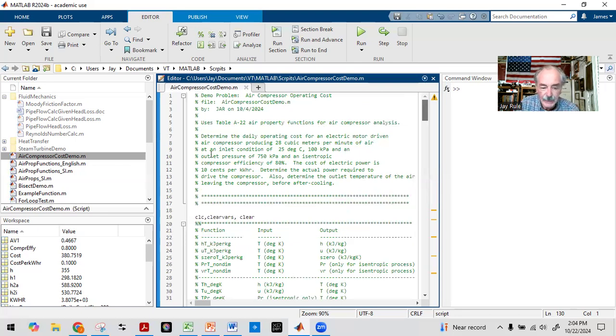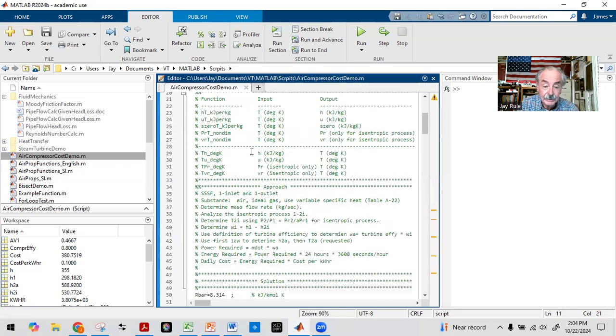I'm starting out with a lot of comments. Here's my file name, AirCompressorCostDemo.m. I am signing it, right? So that's me, and I did this work on October 4th. Okay, and here's the list of functions that are available. I just left that in as I was going in and solving the problem, I would refer to this list of functions to be sure I had the right syntax for the inputs and outputs.